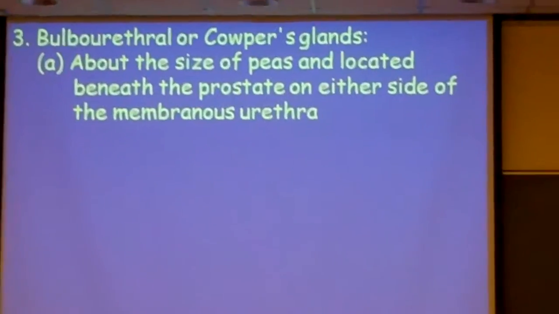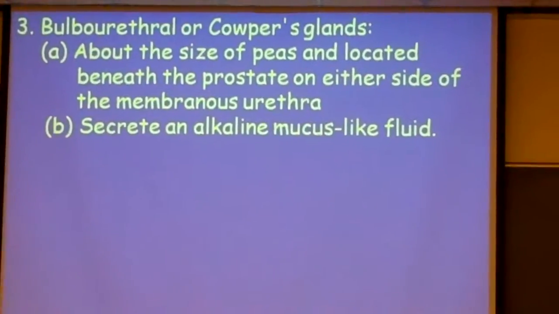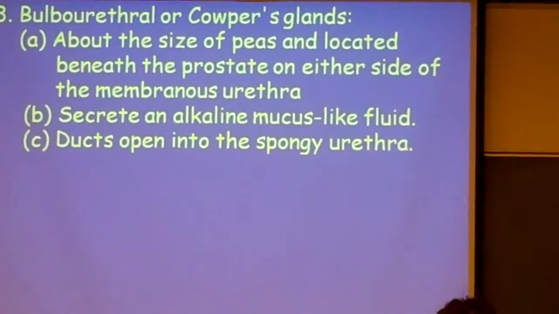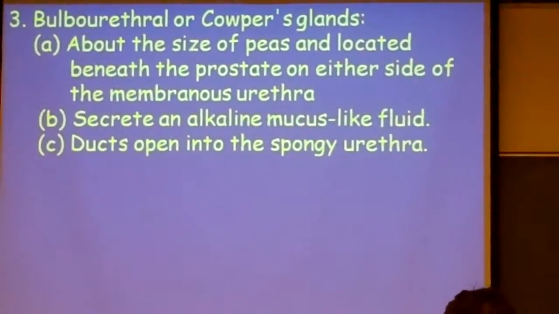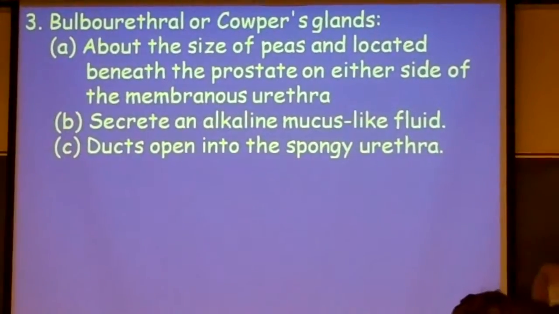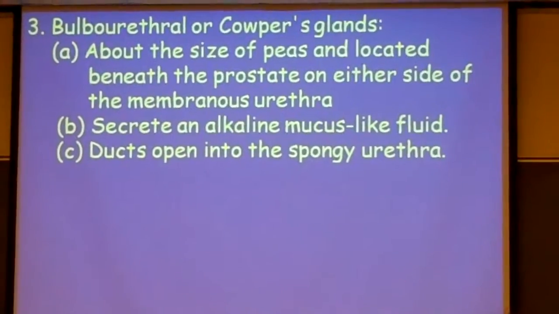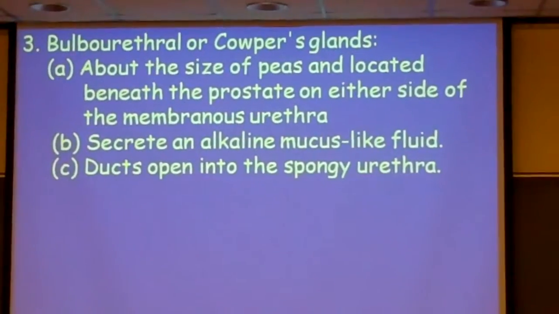That's the bulbourethral. All I know is it secretes an alkaline mucus-like fluid, which ducts into the spongy urethra. That's where the penis is. That's where these ducts open into. And that contributes to the semen. And that's what these do. I've never heard of anything about these other than that.